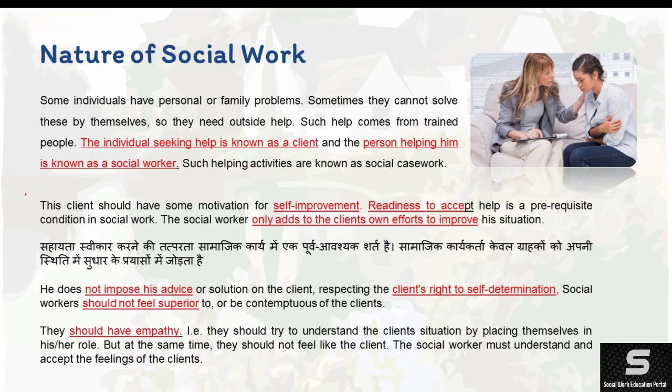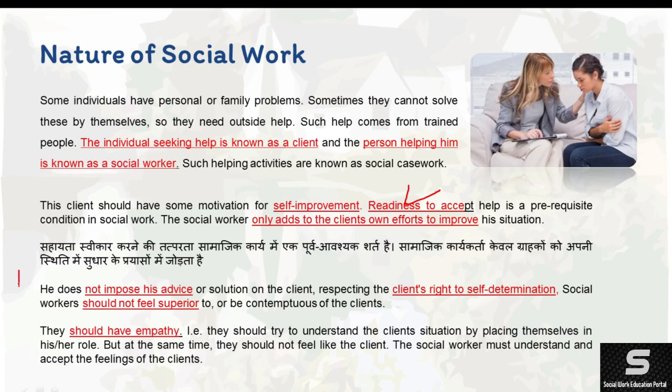So different types of activity which are involved in the social work, that is known as the social case work, social group work, and so on. But the client should have some motivation to self improvement and readiness to accept the help of the social worker, because the social worker only provides the aid and counseling and support system just to develop the capacity in the client so that they can solve their problems and improve their situations.